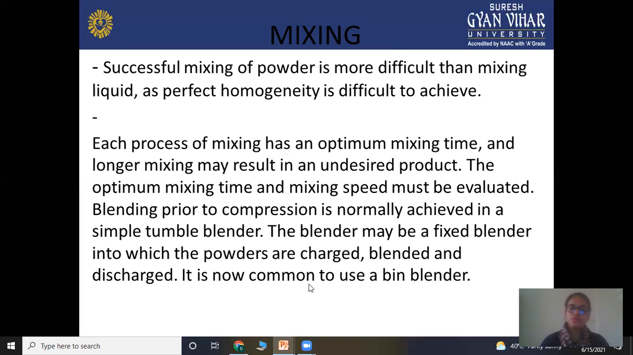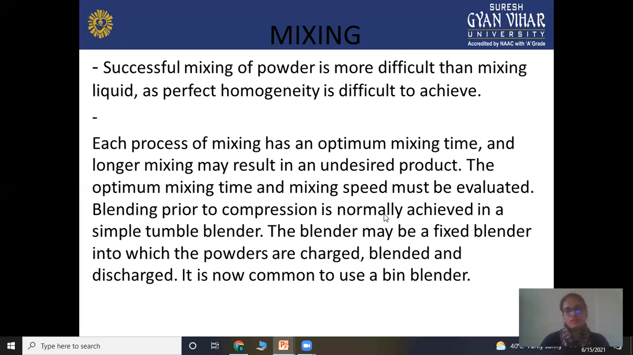It is now common to use a pin blender, and you can also use it as a pin blender. When you use this pin blender or tumble blender, uniform mixing takes place, and a uniform powder mixture is formed with the help of this blender. If your granules or powder are not mixed properly or uniformly, there may be chances that your tablet will show certain problems. The drug is not distributed evenly, and some tablets may show more concentration of drug, some less concentration of drug, or maybe certain breaking or hardness problems.